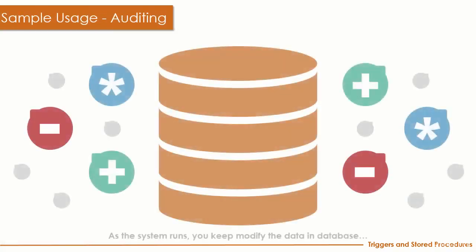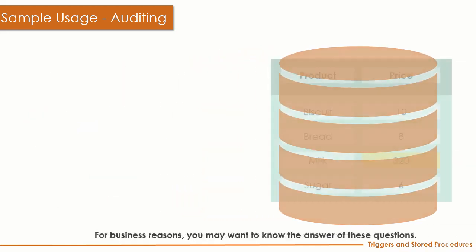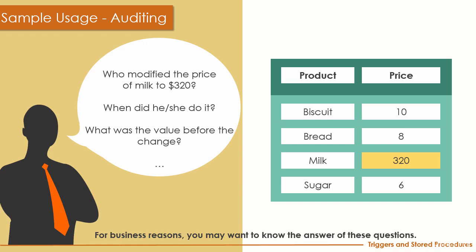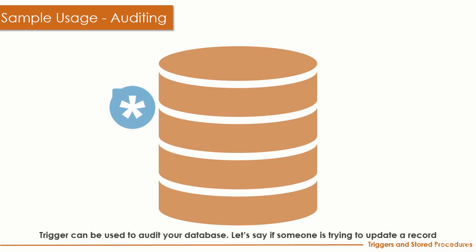The trigger can be used for auditing purposes. As the system keeps running, you will keep modifying the data in the database. For some reason, you may want to know the answer to the following questions. Who modified the price of the milk to $320? It's crazy, I suppose it's $3.20. You want to know who made the change, and what time the change was made so we know the impact. The trigger is useful in this place. A trigger can be used to audit your database.